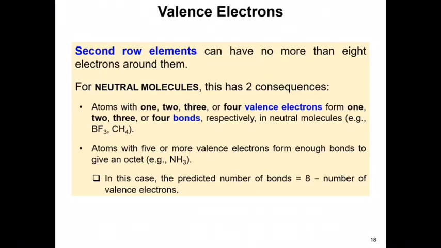Hydrogen, 1 valence electron. Boron has 3 valence electrons, so it can form 3 bonds. Now, atoms with 5 or more valence electrons can form enough bonds to complete its octet. So nitrogen with 5 valence electrons can form 3 bonds, right? 5 plus 3 equals 8, which is the octet rule, basically. Whereas oxygen with 6 valence electrons can form 2 bonds. 6 plus 2 equals 8. And sulfur, phosphorus, same thing. Phosphorus can form 3 bonds, sulfur can form 2 bonds, and so on and so forth.